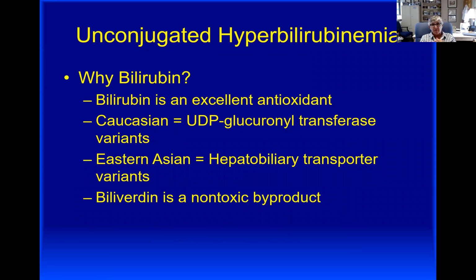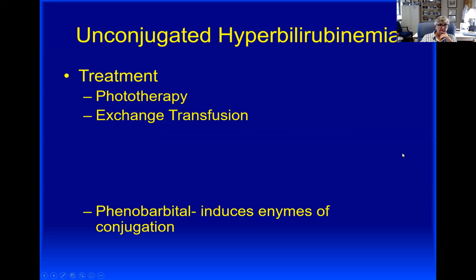Why do we have bilirubin at all? It's an excellent antioxidant. Caucasians will have different variants of the enzymes, so some people will have a better problem with conjugated bilirubin than others. East Asians have different transporter variants, so they have higher numbers than we do. And biliverdin is a non-toxic byproduct. So that's why we have bilirubin.